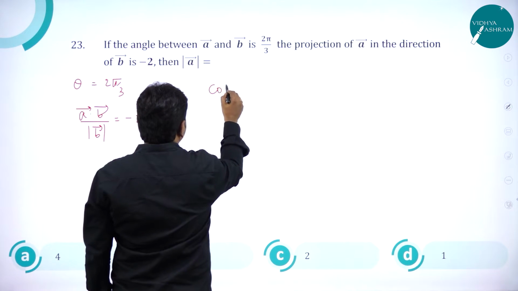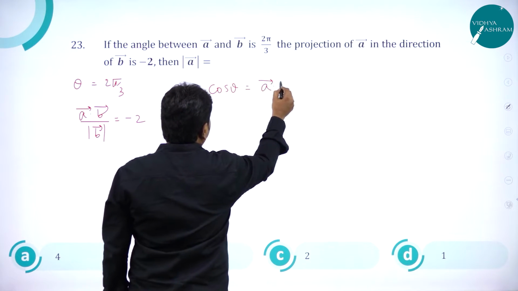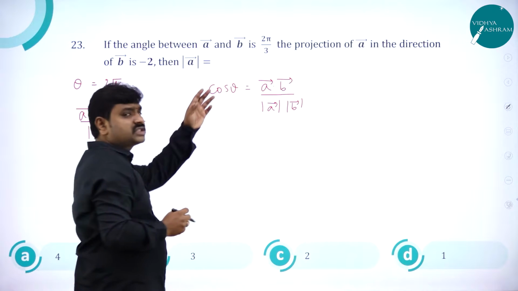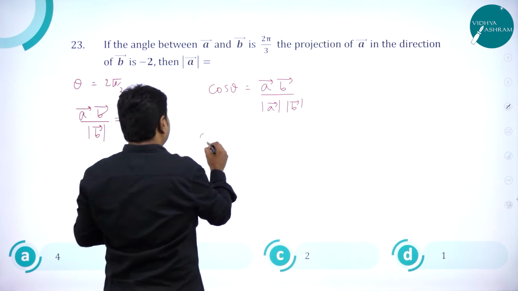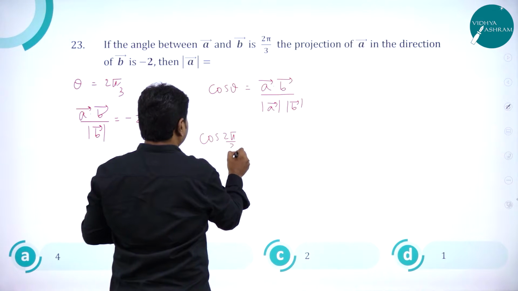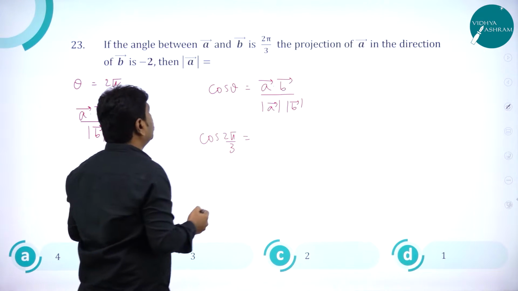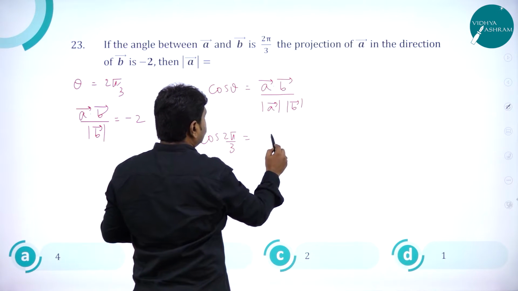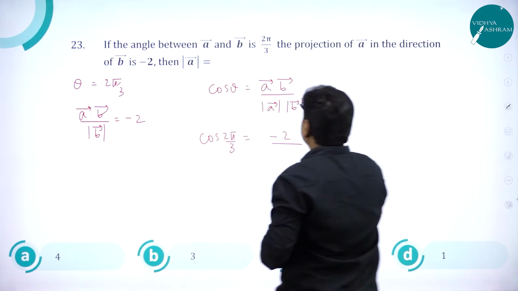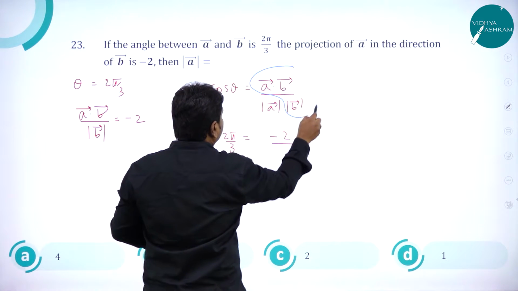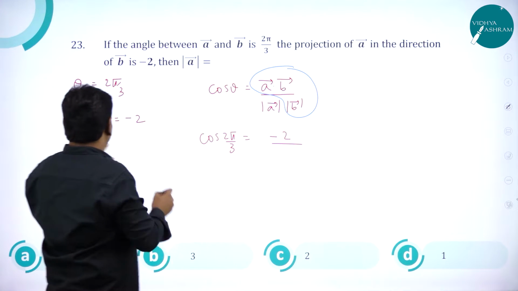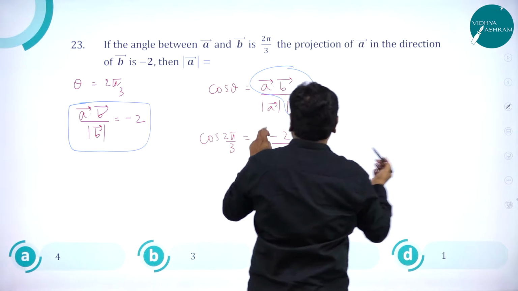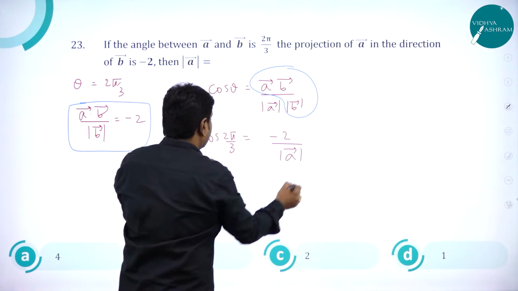So use the formula cos theta. What is cos theta? Angle between two vectors is dot product divided by magnitude A into magnitude B. And cos theta is given. What is theta? 2 pi by 3. So it will become cos 2 pi by 3 is equal to A dot B by magnitude A into magnitude B, and then projection of A on B is -2. So please observe, A dot B by magnitude B, this whole thing I can write as projection. They have given A dot B by magnitude B is -2. I substitute and I'm left with magnitude A and cos 2 pi by 3.